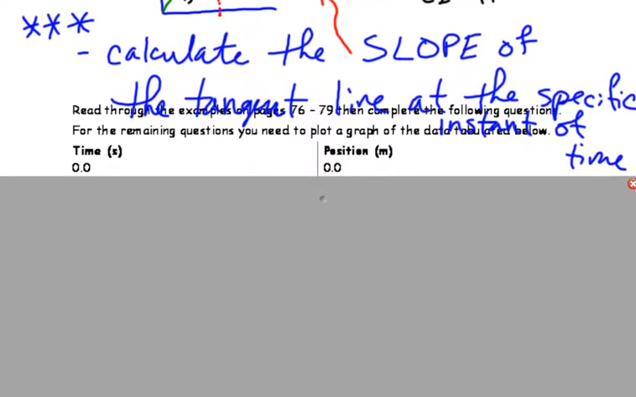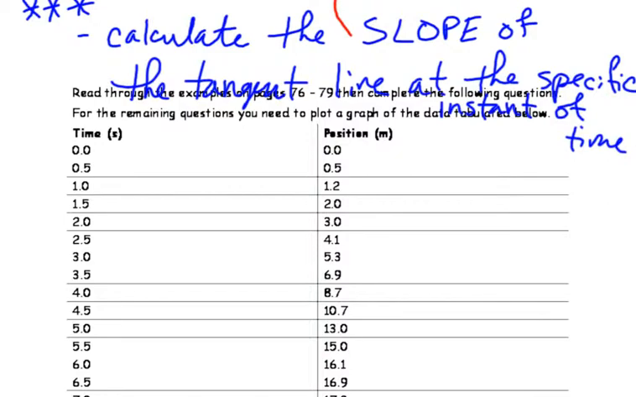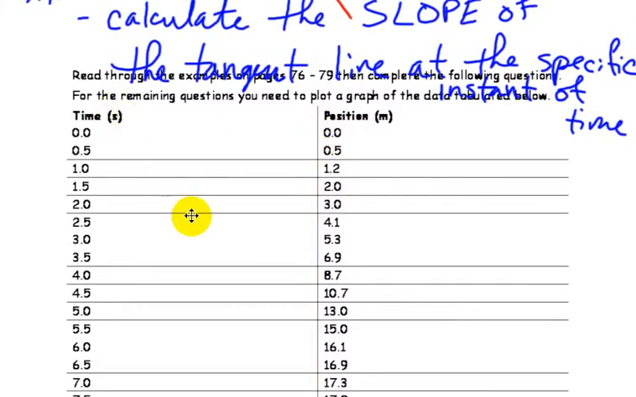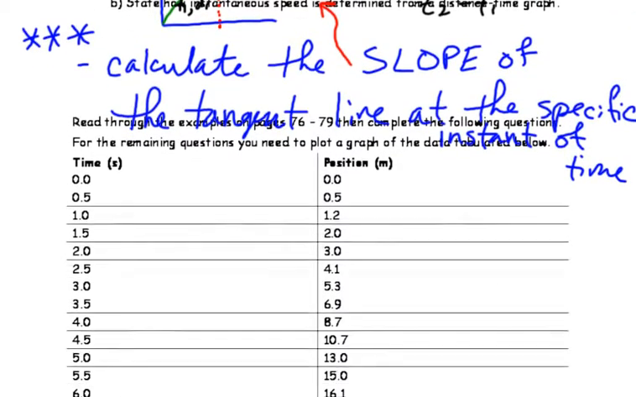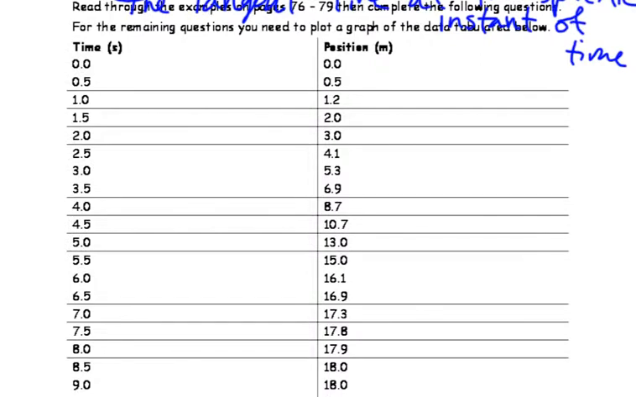Okay? Now next I have a data table here. I'd like you to plot a graph. There is graph paper in the room. Position versus time. So time is on the x-axis, position is on the y-axis. So pause the video right now, plot that graph, come and see me if you need help with the scale, and then we'll move on from there.